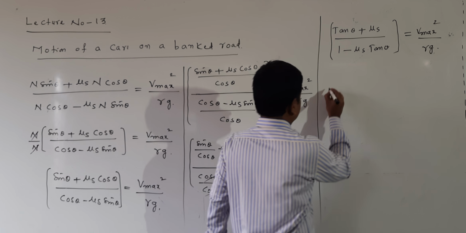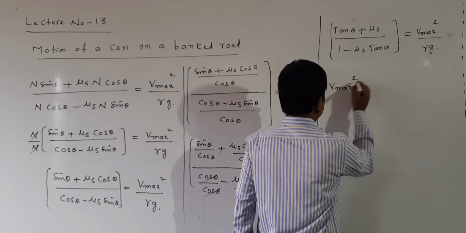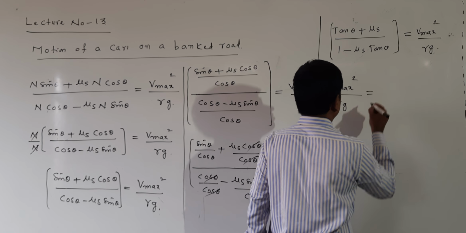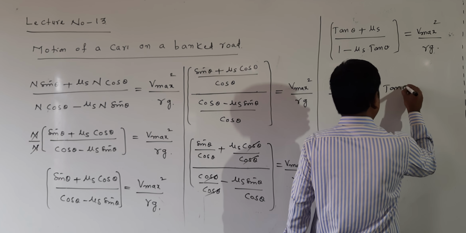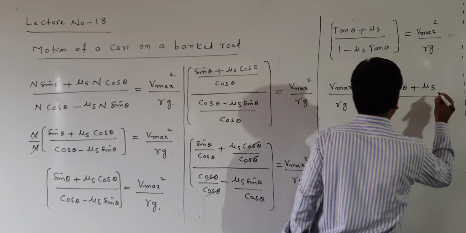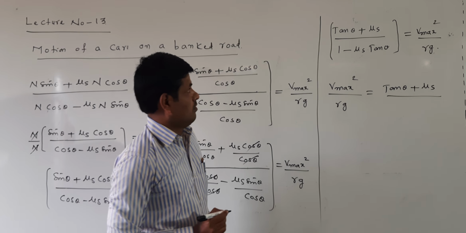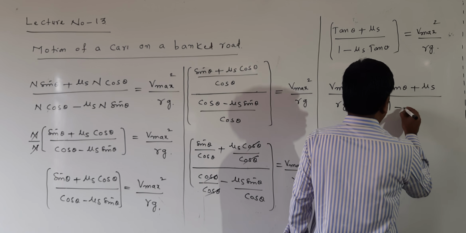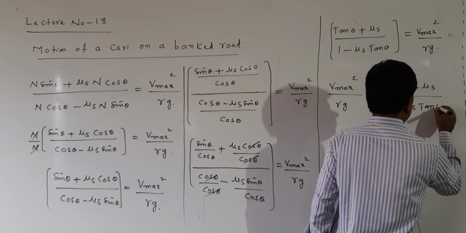From this, v maximum square by rg is equal to tan theta plus μs by 1 minus μs tan theta.